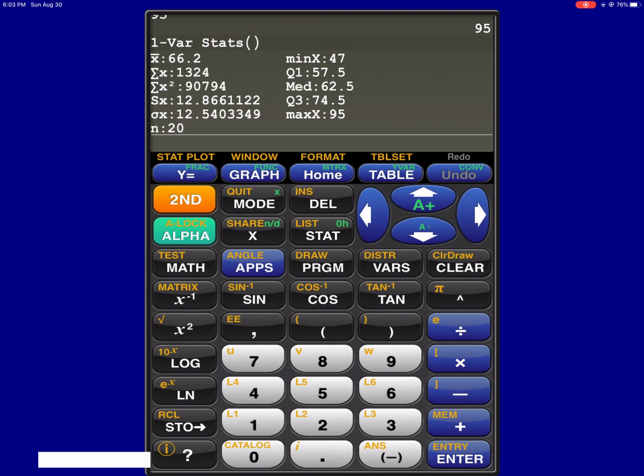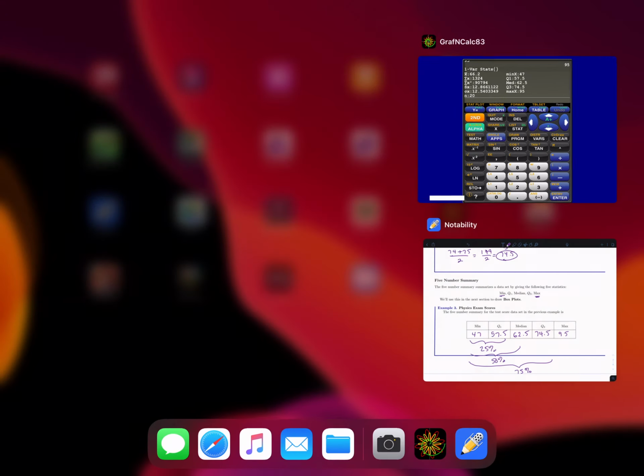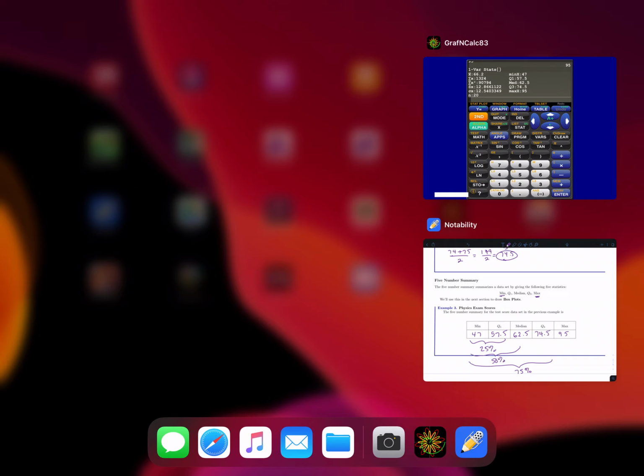Some of it we are going to use eventually, so I'm not going to talk about it right now. But the very last 5 things on your list are actually the 5-number summary. Notice we've got min x is 47, Q1 is 57.5, the median or Q2 is 62.5, Q3 is 74.5, and finally the max x is 95. Those numbers sound familiar, so let's check: 57.5, 62.5, 74.5. Look at that. We did a good job.